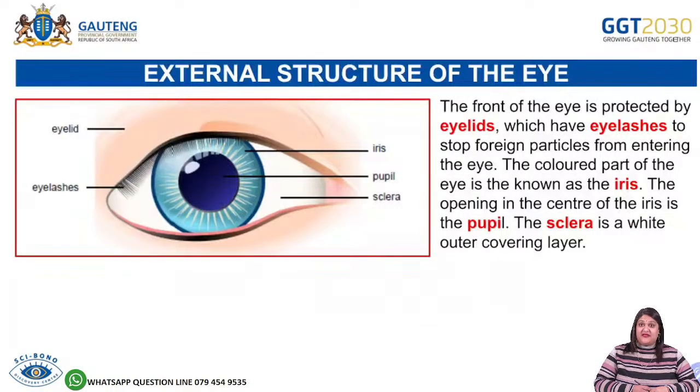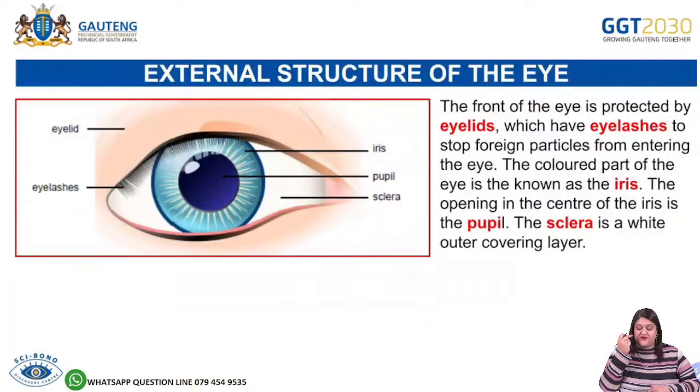So first we have to look at the external structure of the eye. Very important. You need to know the parts. We need to know the eyelid. The eyelid is this part on top. We have our eyelashes. We have the iris, which is the color part of the eye. We've got the pupil, which is that dark part. It's actually just a hole, but it looks black when we are looking at it. And then we've got the sclera, which is the white part of the eyeball.